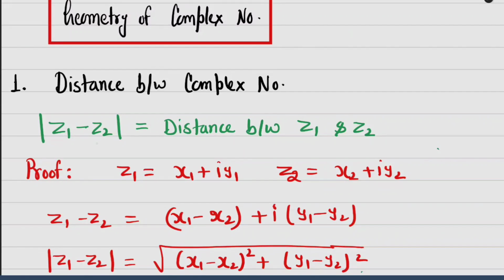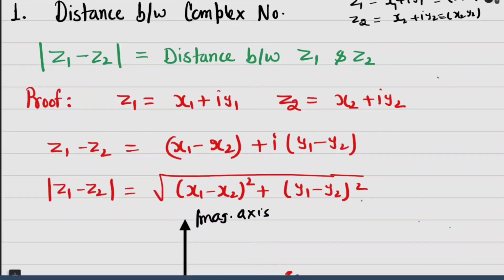If I write modulus of Z1 minus Z2, it represents the distance between Z1 and Z2. We know that any complex number can be written as Z1, let us say x1 plus iota y1, and Z2 is x2 plus iota y2, and we can also represent them as points x1 y1 and x2 y2. So let's see the proof of that one.